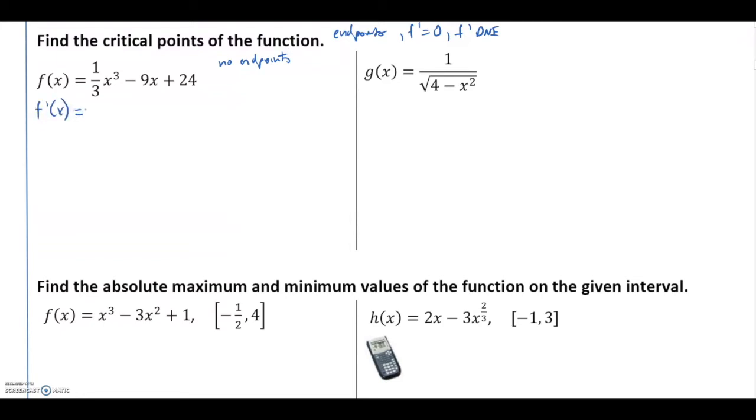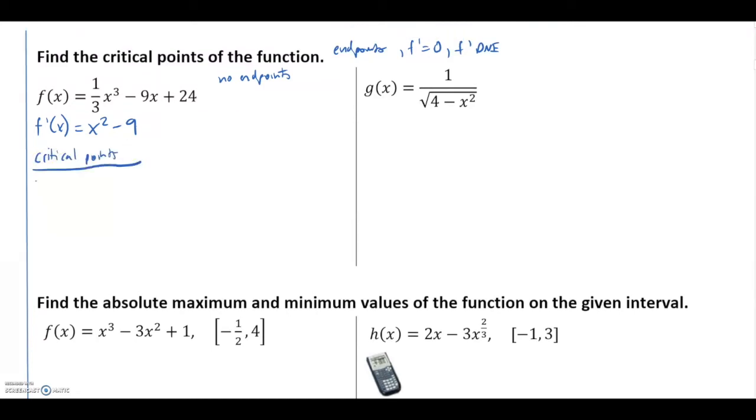So the derivative of f of x will be x squared minus 9, that 24 will go away. And we're looking for two things. And so let's set up the same analysis. Our critical points, well, for the endpoints, we have none. For f prime equal to 0, well, that's just going to involve setting our function equal to 0. And this is one we could factor or solve algebraically. I'm going to tend to go toward factoring. And we'll get one at x equals 3 and one at x equals negative 3.